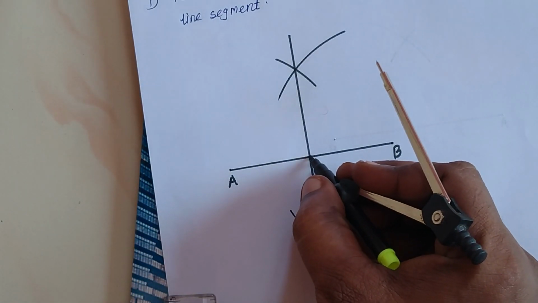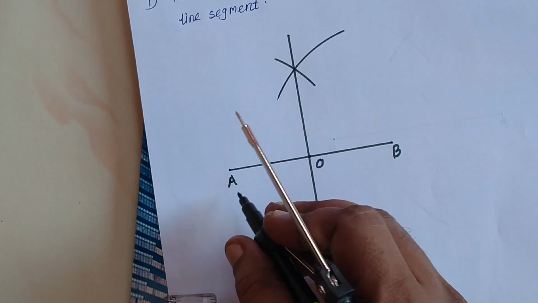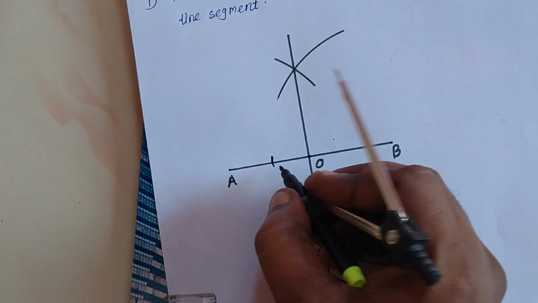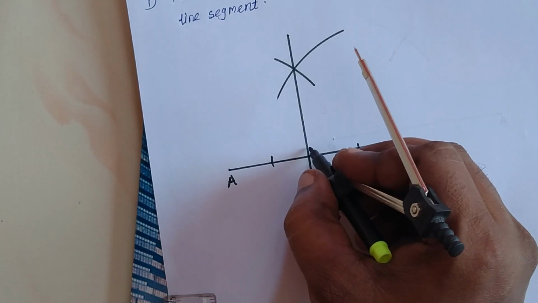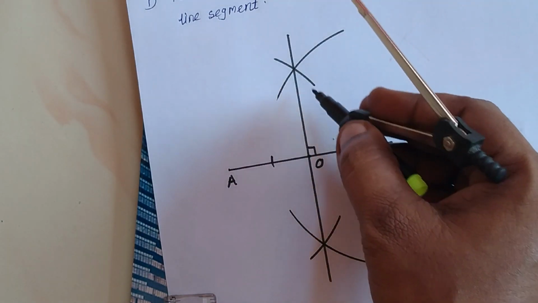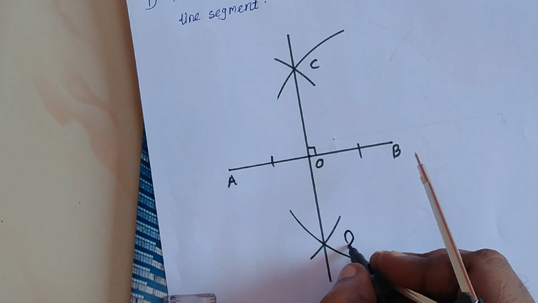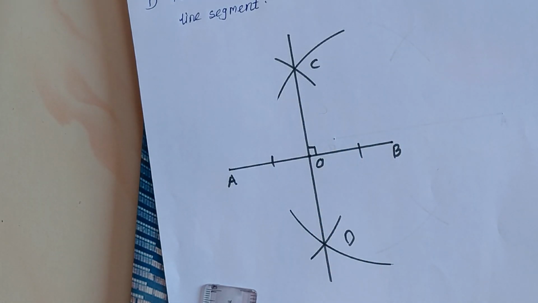Now here, you can take O, any point. Now O is dividing the line segment AB into two equal parts, means this AO and OB will be equal. And they are intersecting at 90 degrees. That is why we can say this line, you can name the line as CD. So CD is a perpendicular bisector of AB.